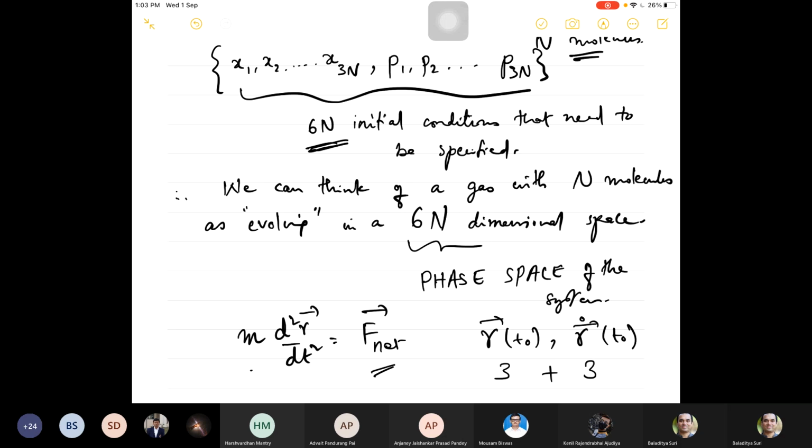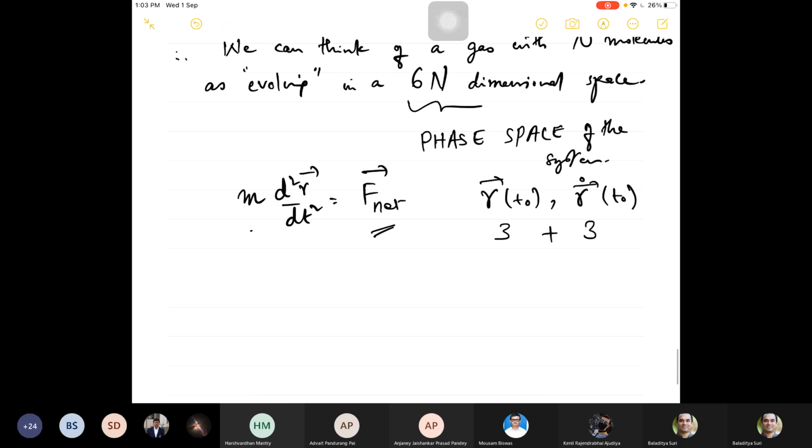So this system moves in a 6n dimensional space. In this sense, the forces have to be defined. Otherwise, you cannot do anything with Newton's laws. And the forces need to be time independent also, right? Sure. Even if they are time dependent, you should know how they are time dependent beforehand.